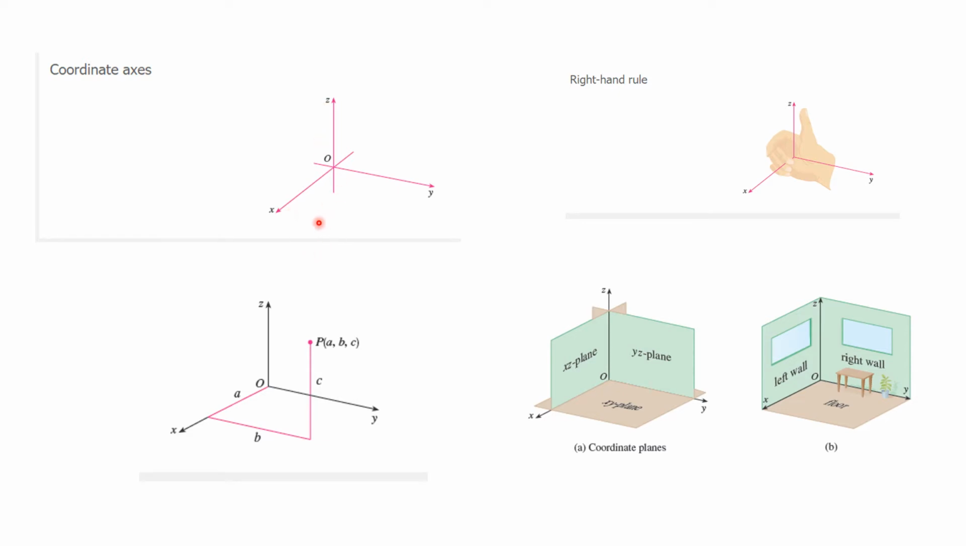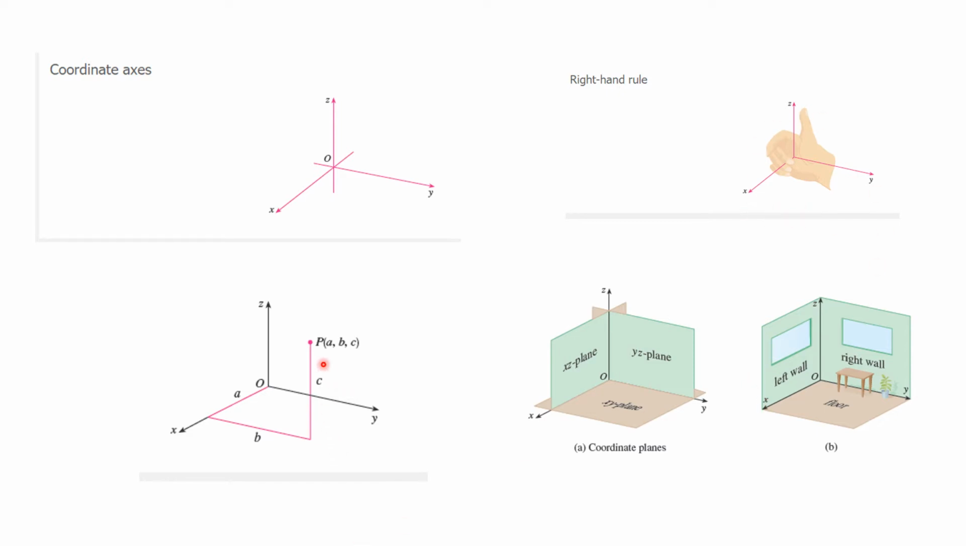Now, you might think that the naming of these is arbitrary, but there are conventions described by the right-hand rule. And so if you take your right hand and curl your fingers around the z-axis such that your fingers roll from the x-axis to the y-axis and your thumb points upward, that is the right-hand rule, and that's the proper orientation for x, y, and z.